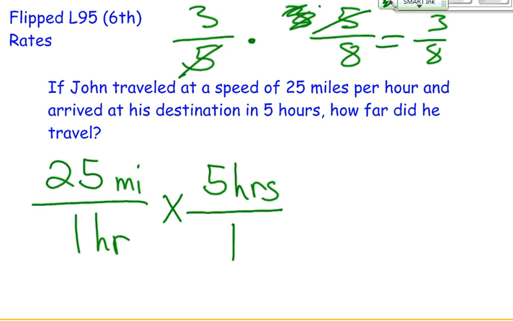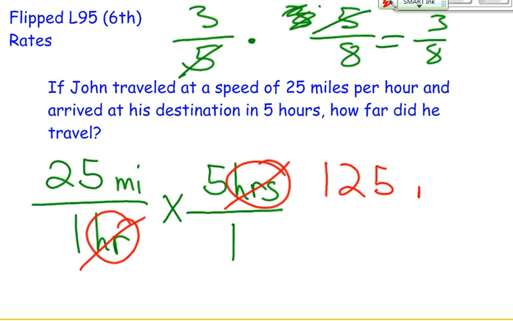And we're able to say, okay, I see an hour here, and I see an hour here, and I can eliminate the hour, I can eliminate the hour like that, and suddenly now I have 25 miles times 5, and 25 miles times 5 is 125 miles. And just like that, I have an answer, and my label is very clearly put there before me to help me understand what I need to do.